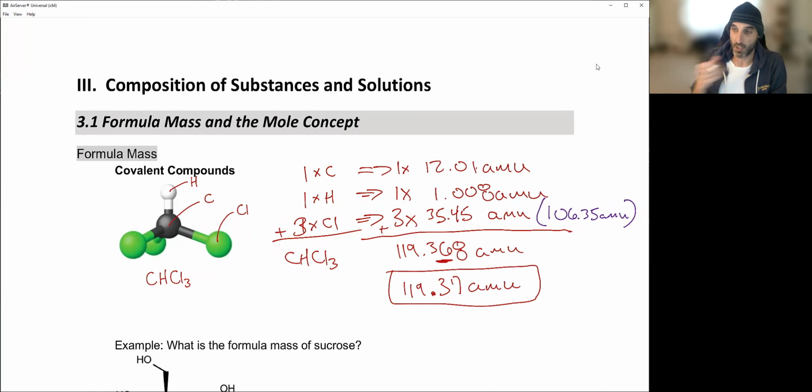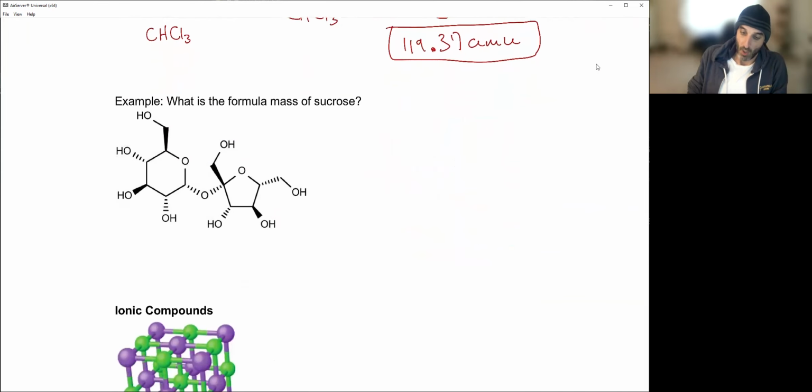Pretty straightforward in terms of the atomic mass. We're adding up all of the parts. We know how much is in here. So this is the formula mass of one of these compounds. Now, my question to you, what is the formula mass of sucrose? So we have this mess here.